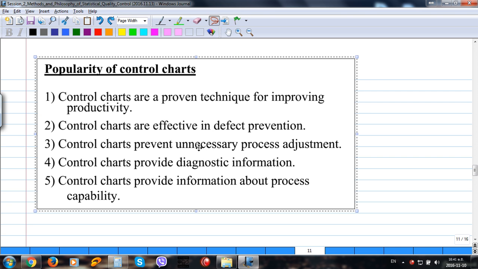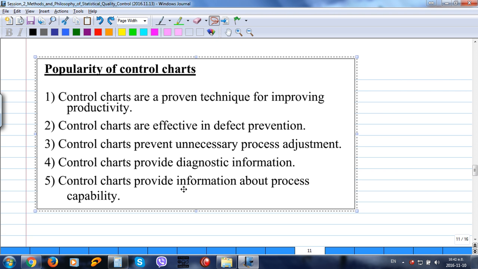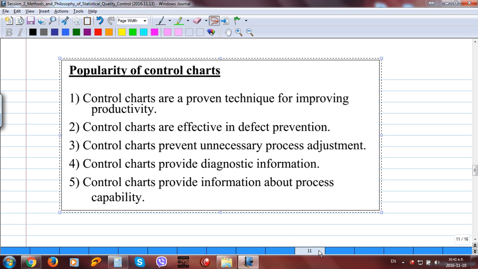Then the fourth one is that control charts provide diagnostic information. It means it allows the implementation of a change in the process that improves its performance. The fifth one is that control charts provide information about process capability. That means they provide information about the important process parameters and their stability over time. This allows us to estimate the process capability. That's why control charts are so popular.